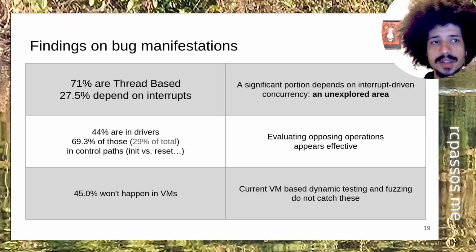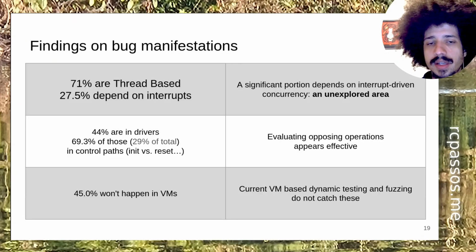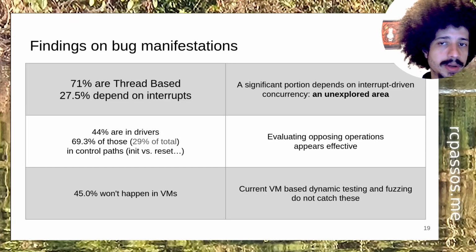The results here are really interesting. 71% of the bugs were thread related, but a very non-significant 27.5% of the bugs were depending on interrupts. This is even more significant because the authors argue that there's a lack of exploration for this. We are mostly looking for thread-related bugs, and apparently no one's looking for interrupt-related bugs.